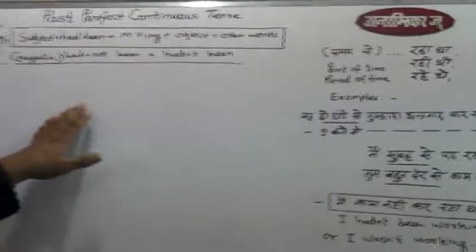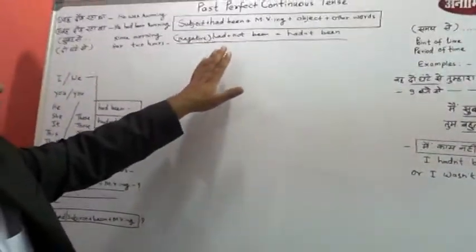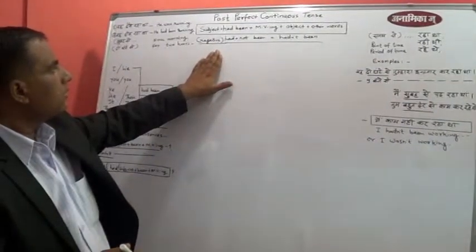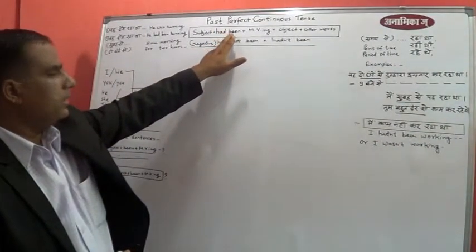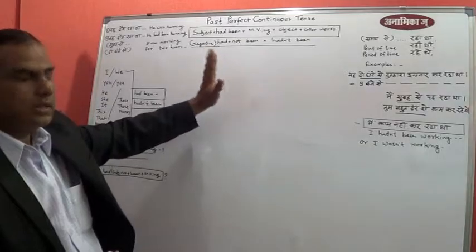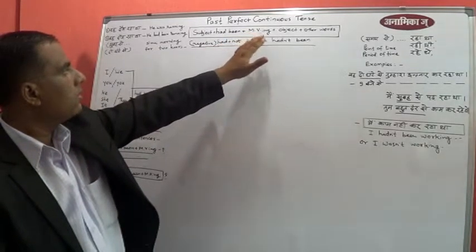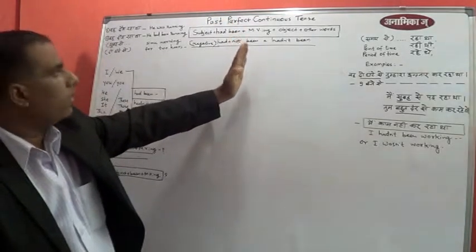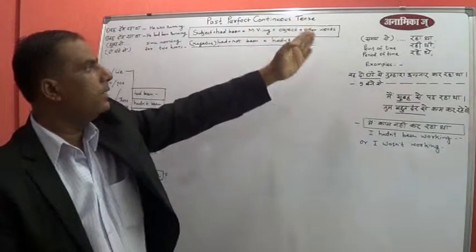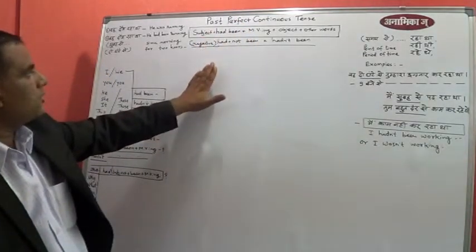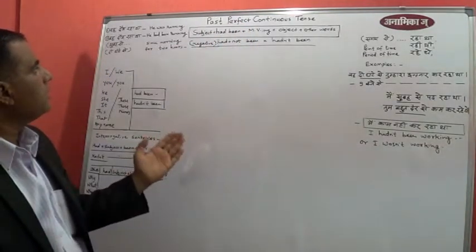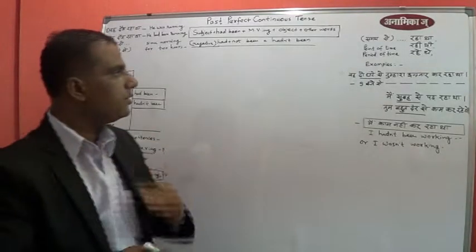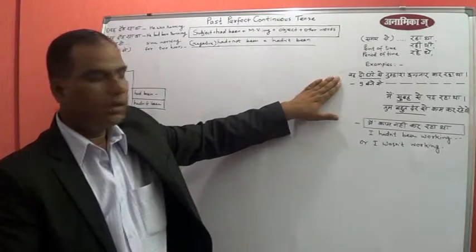Now we will see how the structure of this tense looks. Subject in the beginning, and then had been. This is the integral part of all the sentences of this tense, and verb will come with ing because the action was in progress, and object and other words. So with the help of this structure we can frame sentences of past perfect continuous tense. Now let's do that. We have an example here.